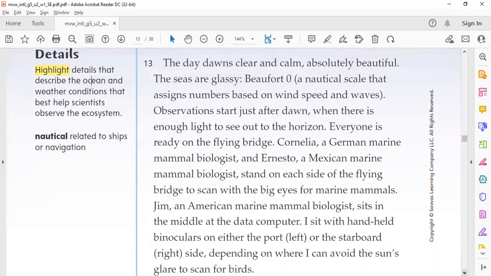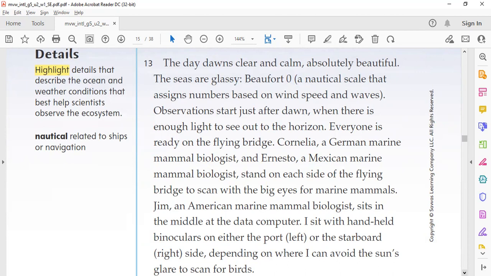The day dawns clear and calm. Absolutely beautiful. The seas are glassy. Beaufort, 0. A nautical scale that assigns numbers based on wind speed and waves. Observations start just after the dawn, when there is enough light to see out to the horizon. Everyone is ready on the flying bridge.